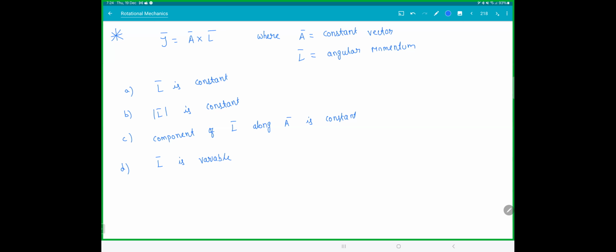Now, if you relate this to the previous question, you will realize A bar is like mg. The mg vector is constant, no matter how much you rotate, mg doesn't change. Take a minute, think about it. How do you relate this to the previous one?